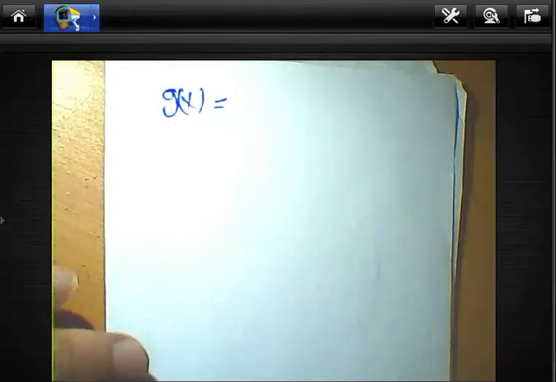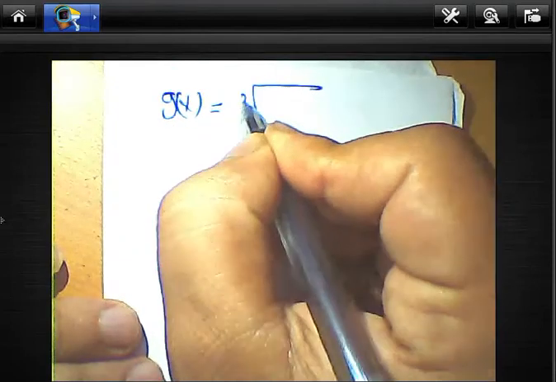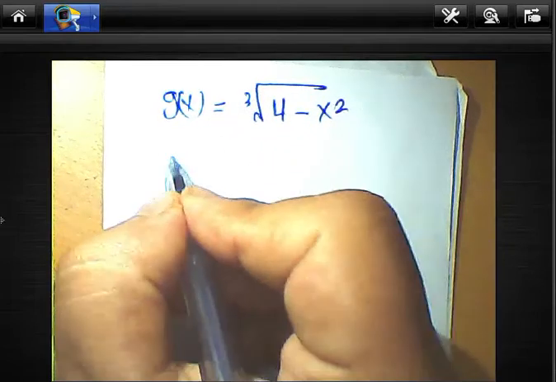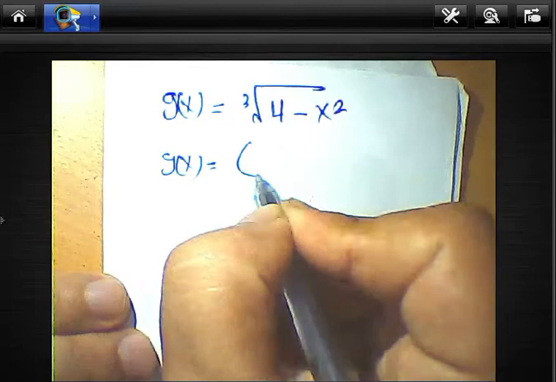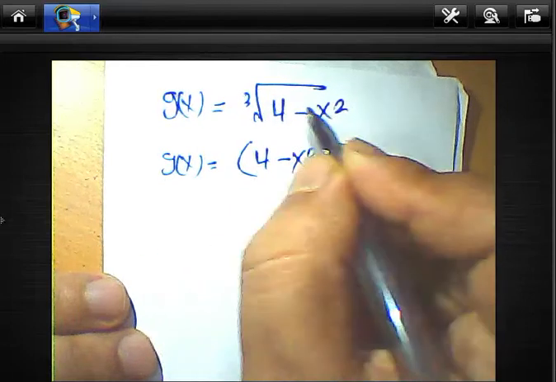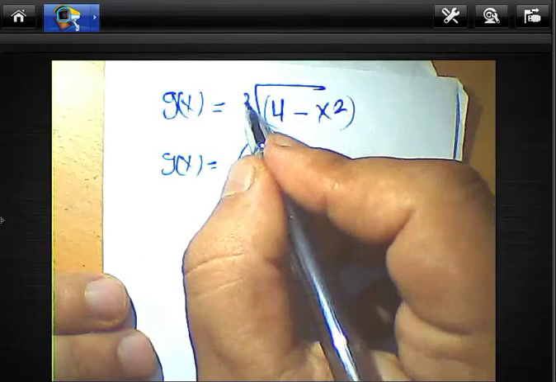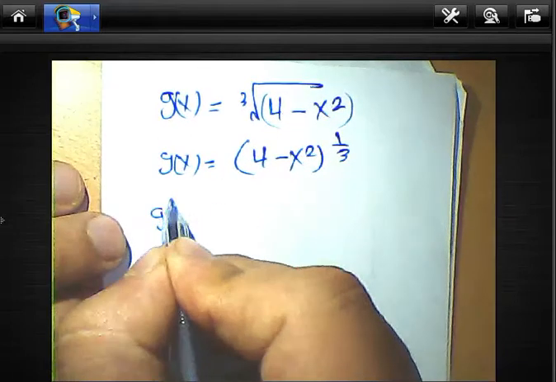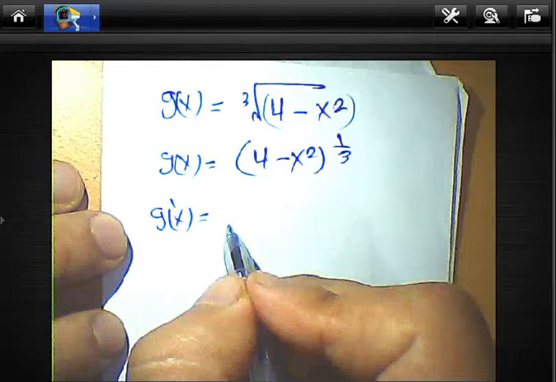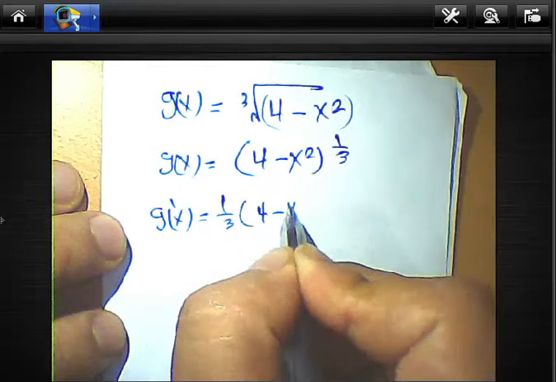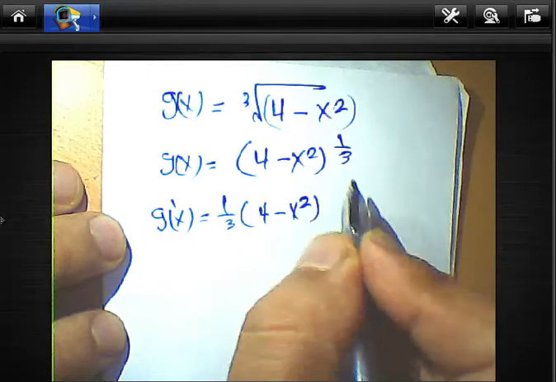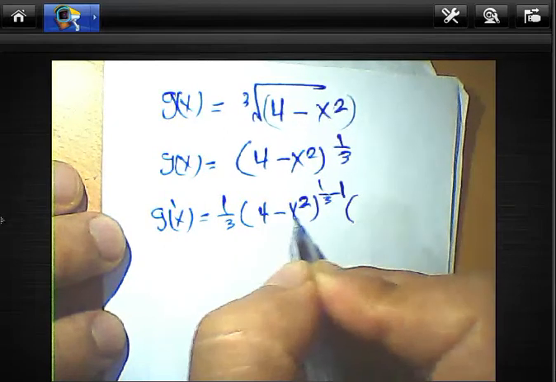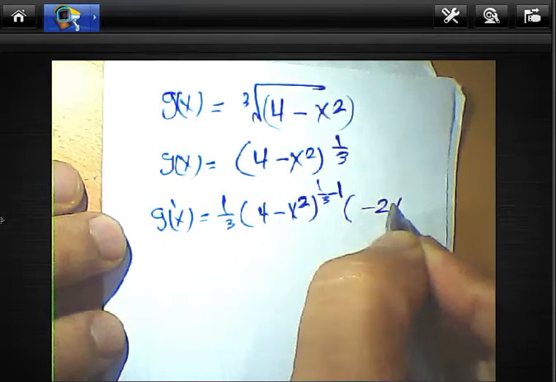g of x equals the cube root of 4 subtract x power 2. We can write this function as 4 subtract x power 2, all to the power 1 over 3. It's a third here. And we can find g dash of x: we can drop the power outside here, 4 subtract x power 2, and we can subtract 1 from this power and multiply by the derivative of the inside function, which is negative 2x.